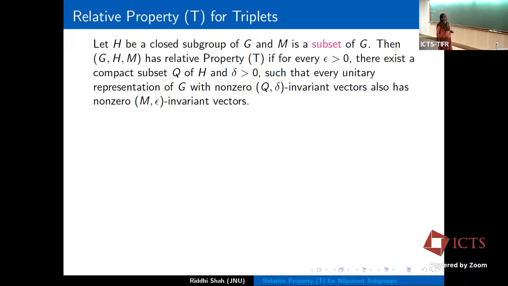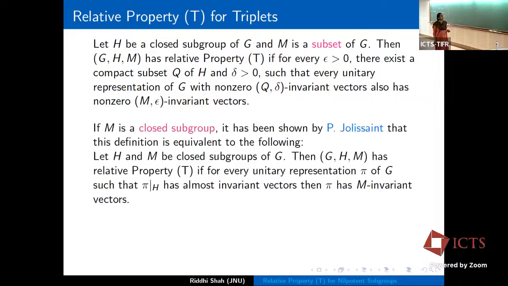So let H be a closed subgroup of G and M a subset of G. Then (G, H, M) has relative property T if for every epsilon greater than 0, there exists a compact subset Q of H and delta greater than 0 such that every unitary representation of G with non-zero (Q, delta)-invariant vectors also has non-zero (M, epsilon)-invariant vectors. Here it doesn't say that there is an invariant vector, but it's true for every epsilon greater than 0. And let me mention this: if M is a closed subgroup, it is equivalent to saying that M has an invariant vector.